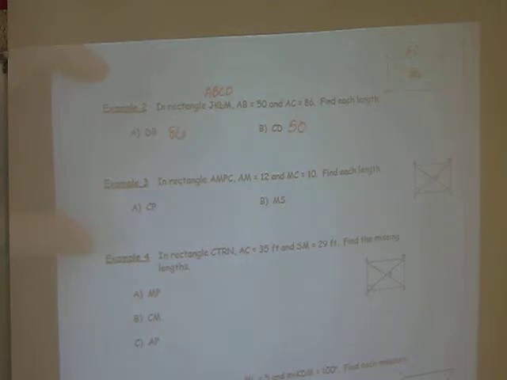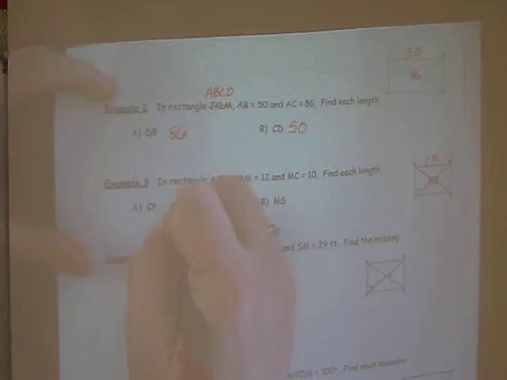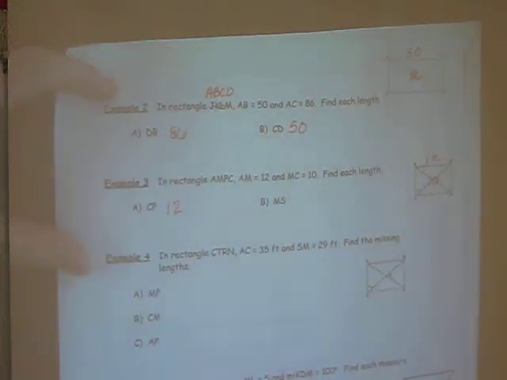Example 3, in rectangle AMPC, AM is 12. MC is 10. CP is the opposite side. Opposite sides are congruent, so that's 12. And MS is half of the diagonal. The whole diagonal is 10, then that piece is 5.